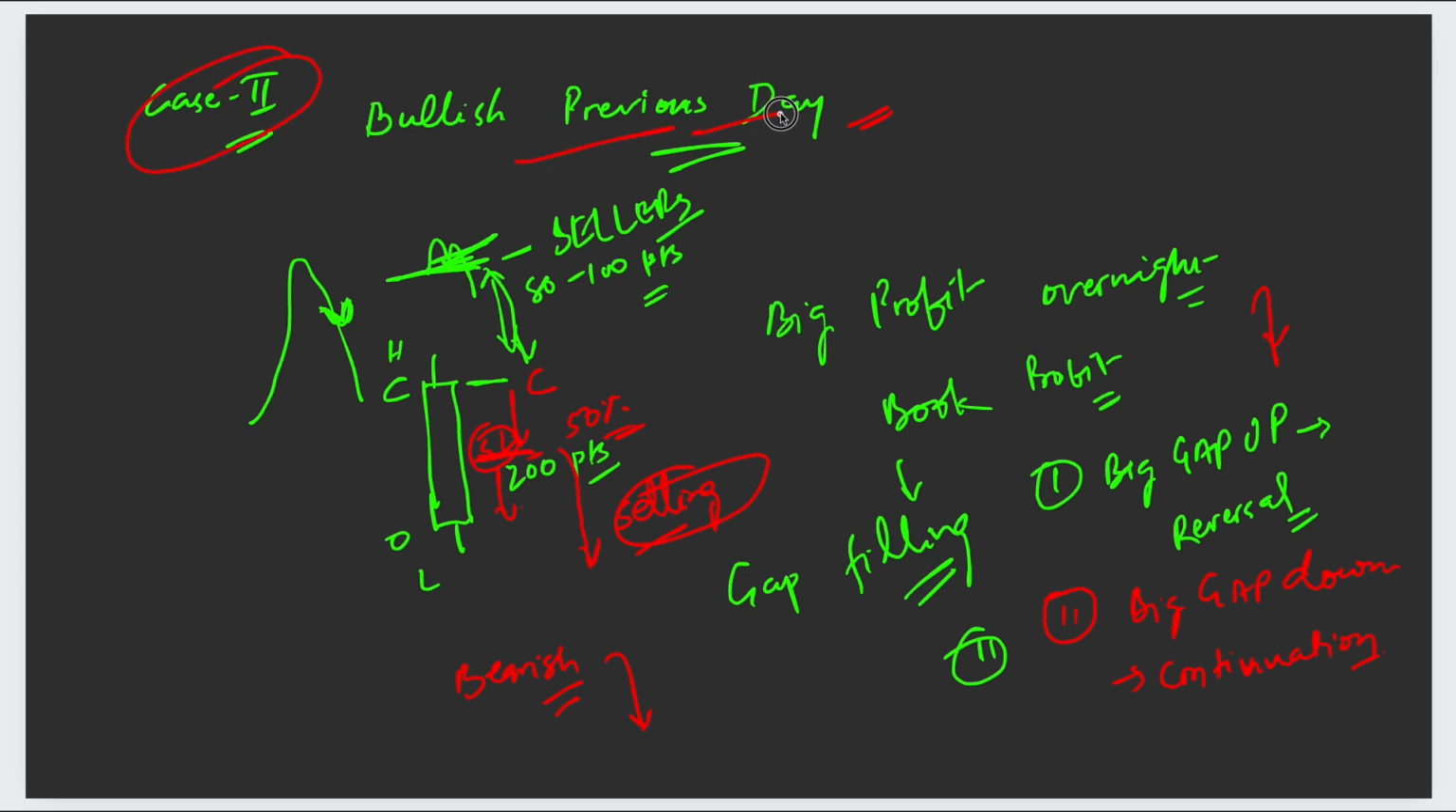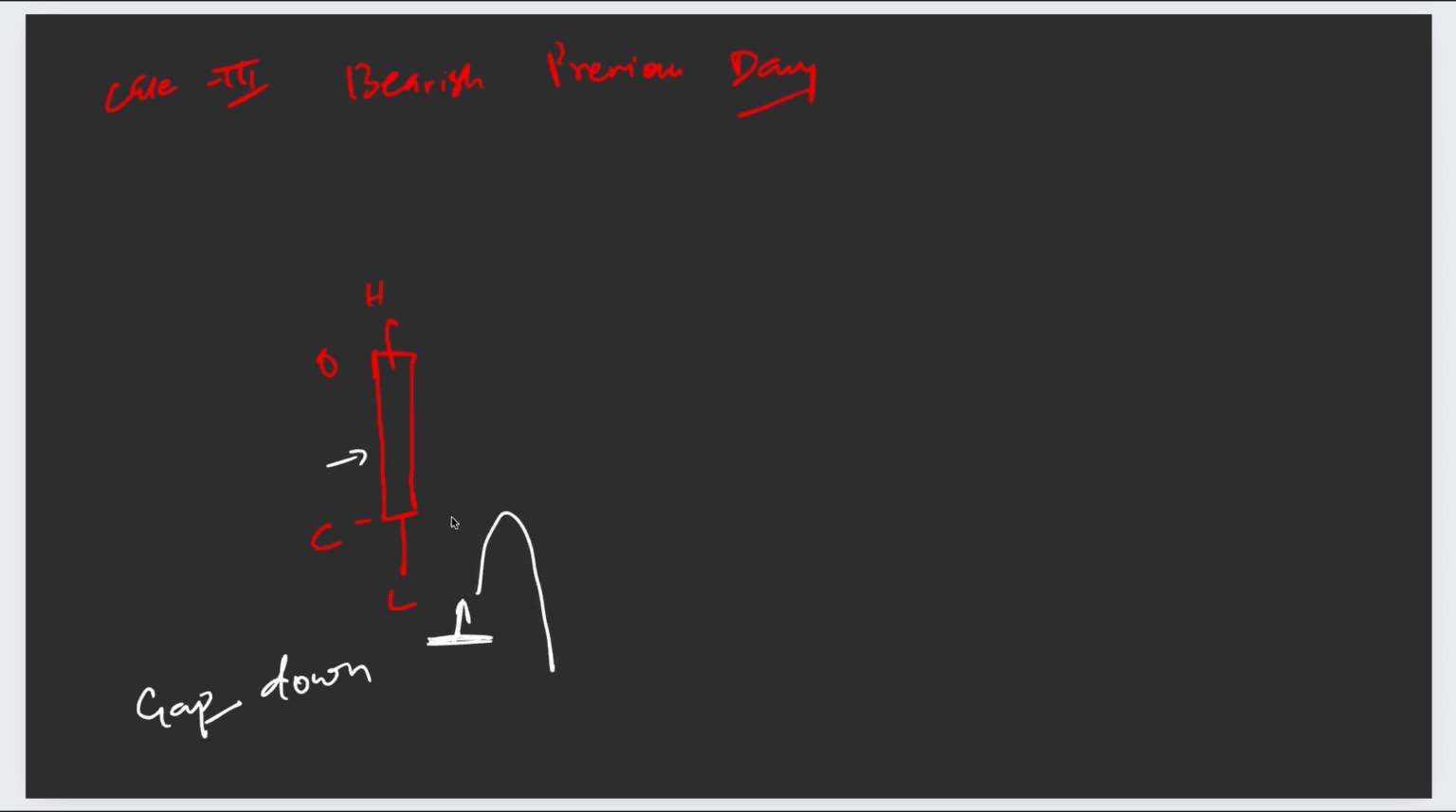Now we'll see the third case, that is case 3. Case 3 is a bearish previous day. The same psychology prevails here, right? If this is a bearish candle, this will be open, this will be close, low, and high. Suppose in this case, the market is opening a big gap down. Again, the same psychology prevails. Overnight sellers will have a big profit the next morning, so they will book their profit the next day, and that will result in the market moving upward, and it can come for gap filling, right?